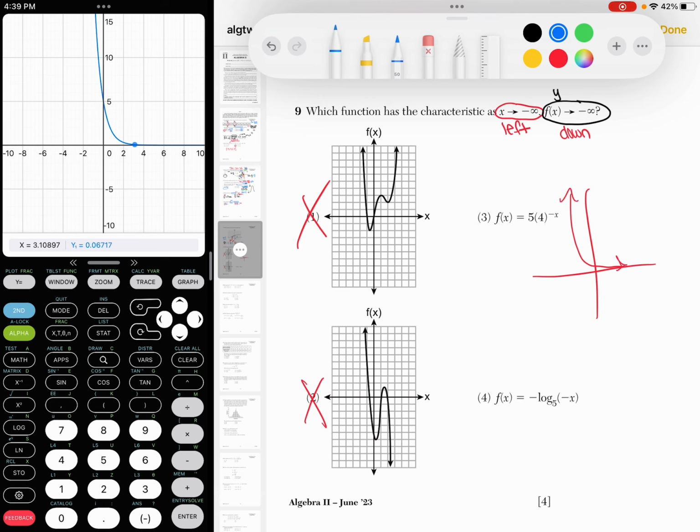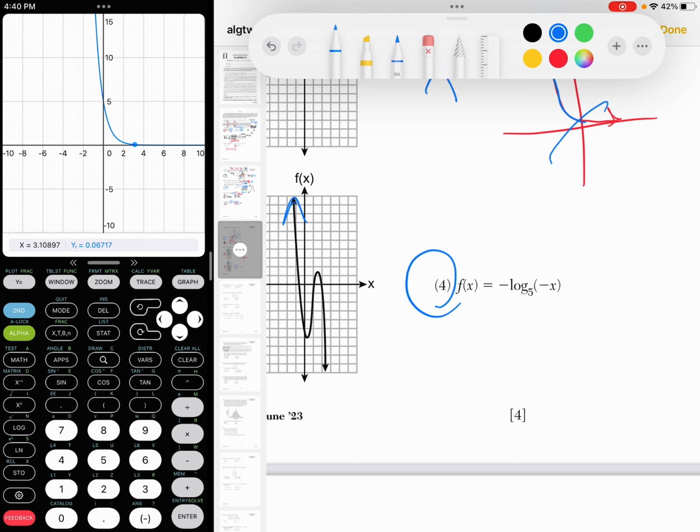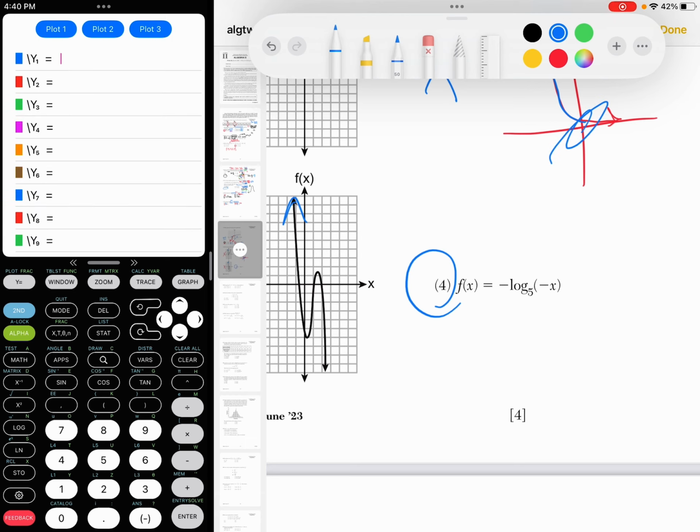So if this is my graph, all I'm looking for is left and what it's doing. As we go to the left, this graph is going up as well. All of these were going in the upward direction. Goodbye. So do not just circle 4 and move on. Practice plugging it in and make sure it goes left and down. So I'm going to go to my y equals. I'm going to hit clear once, and I'm going to type this in.